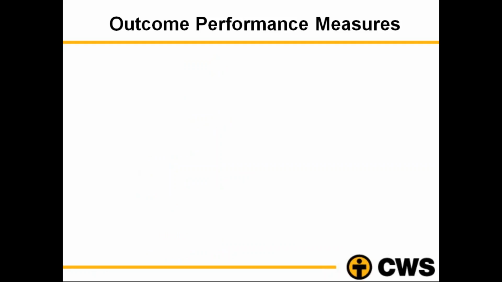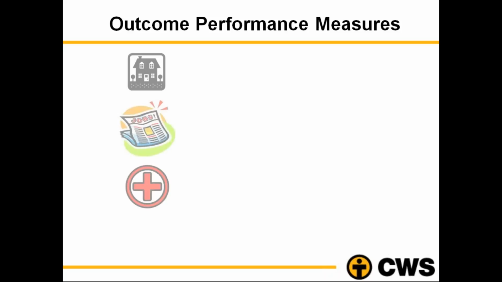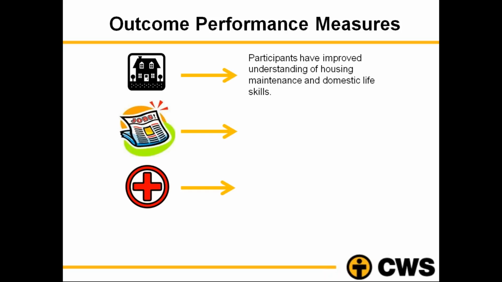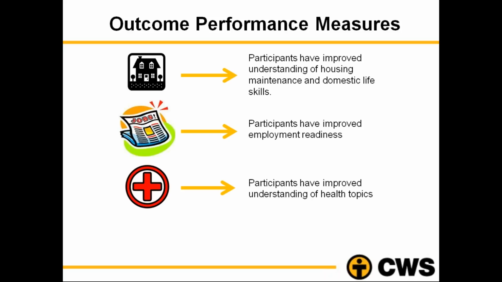An outcome performance measure allows programs to measure the results of programmatic activities and assess the individual and collective results of the programs offered. So let's take a look at the Refugee AmeriCorps Initiative outcome performance measures. In the area of housing, participants will have improved understanding of housing maintenance and domestic life skills. In the area of employment, participants will have improved employment readiness, and in the area of health, participants will have improved understanding of health topics.